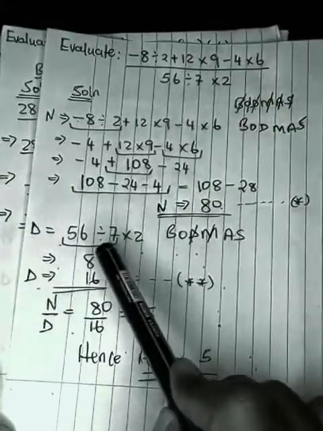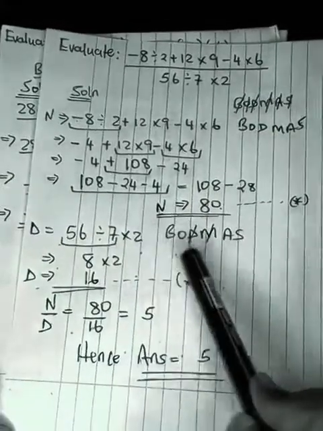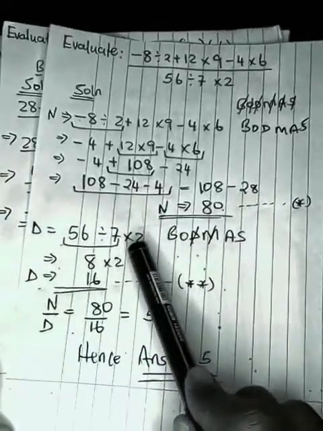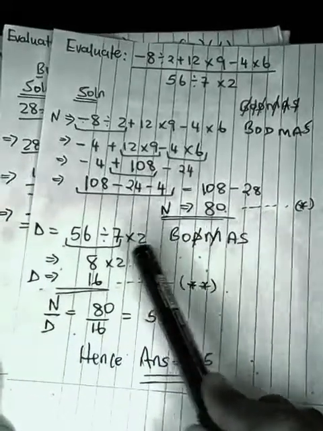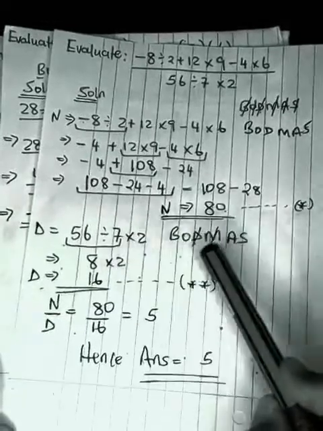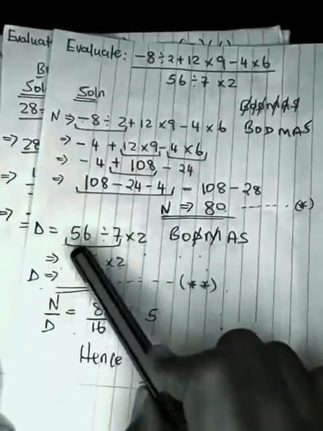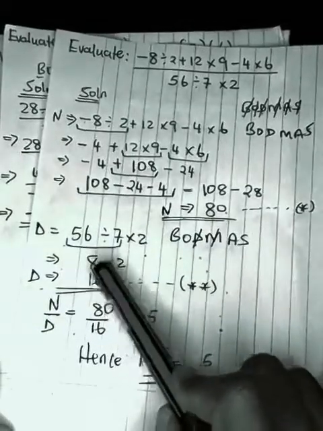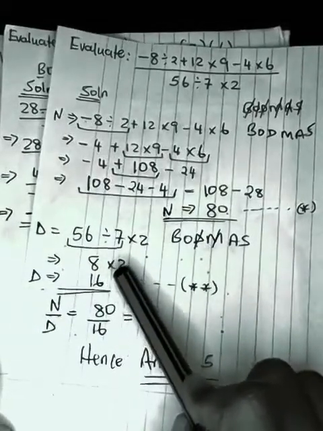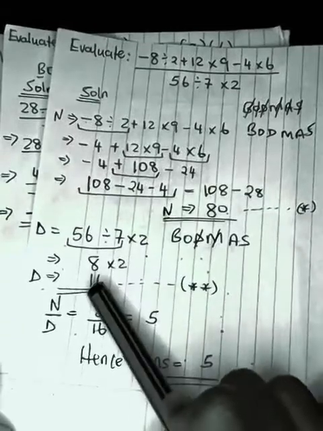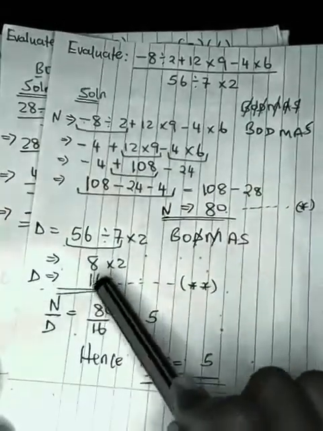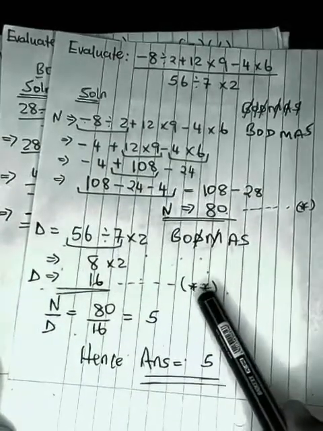Then you go to the denominator, which is 56 divided by 7 times 2. Apply the same concept of BODMAS. As you can see, we only have division and multiplication. So division comes first. You take 56 divided by 7, which is 8. Then you multiply it by 2, which gives you the value of the denominator, which is 16. You label it as 2 stars.